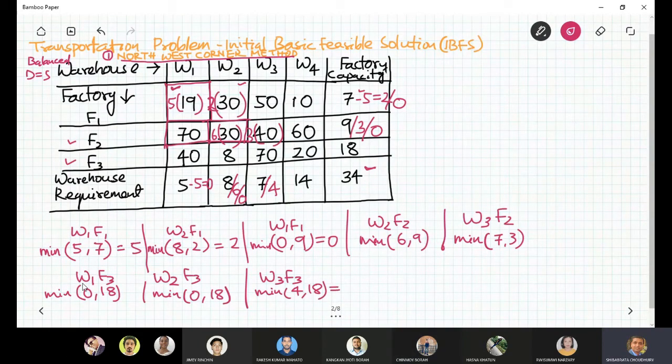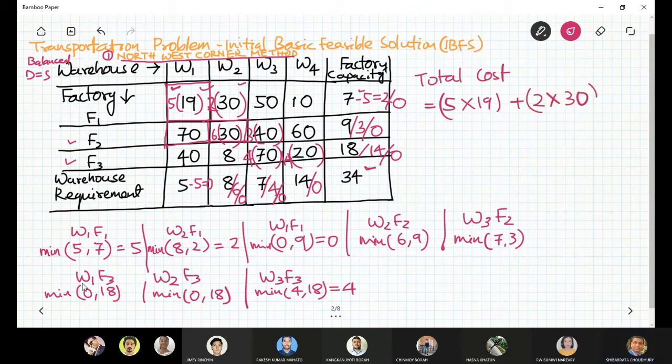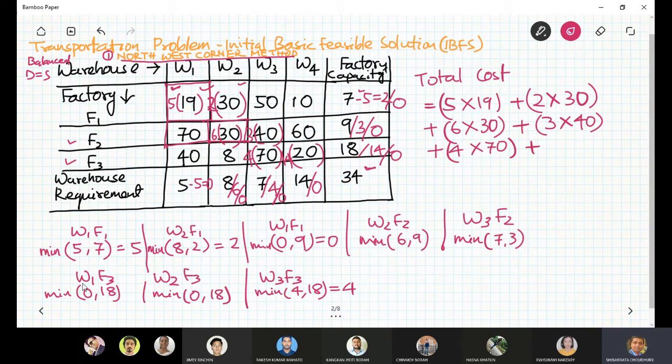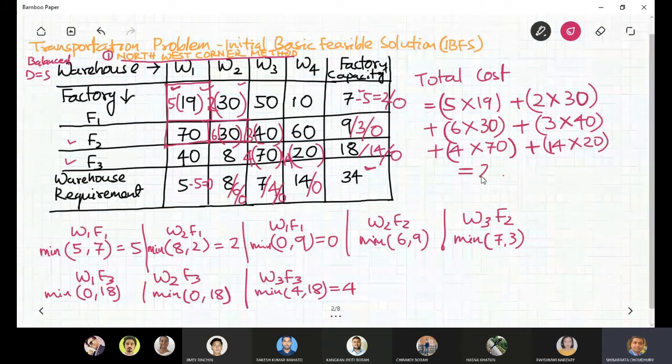How much can I allocate over here? 4. Okay, so my total cost is equal to $1015.